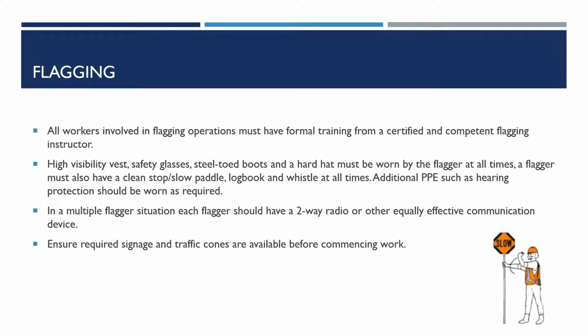Flagging. All workers involved in flagging operations must have formal training from a certified and competent flagging instructor. A high visibility vest, safety glasses, steel-toed boots, and a hard hat must be worn by the flagger at all times. A flagger must also have a stop/slow paddle, logbook, and whistle at all times. Additional PPE such as hearing protection should be worn as required. In a multiple flagger situation, each flagger should have a two-way radio or other equally effective communication device. Ensure required signage and traffic cones are available before commencing work.